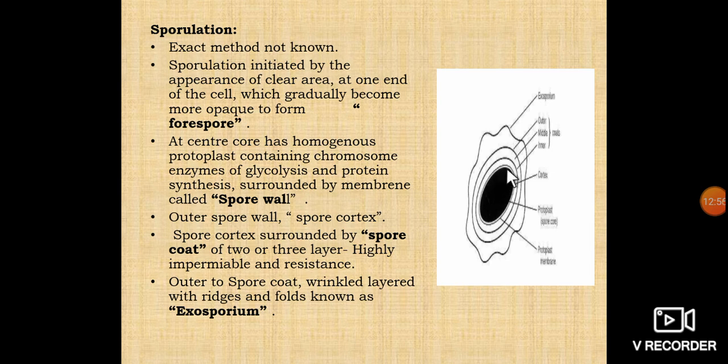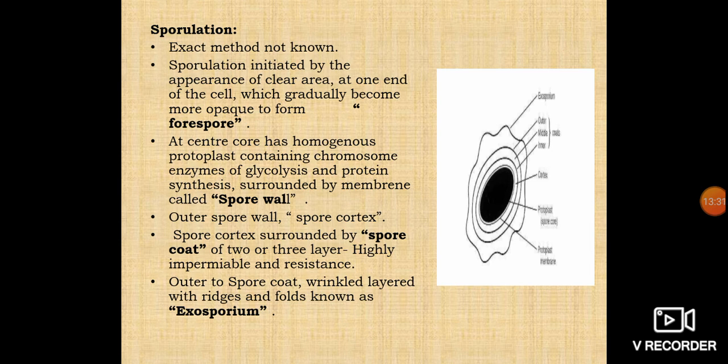So this core is surrounded by the spore wall. This spore wall has the future peptidoglycan layer. This is surrounded by the outer cortex, or the spore cortex. This spore cortex has dipicolinic acid, and it also consists of calcium, which will be helpful for the future. And this is about the spore cortex.